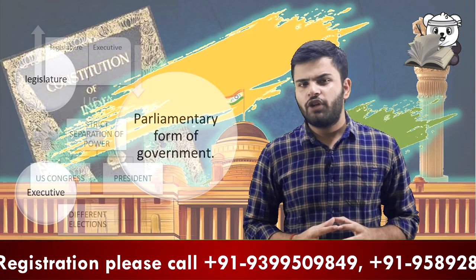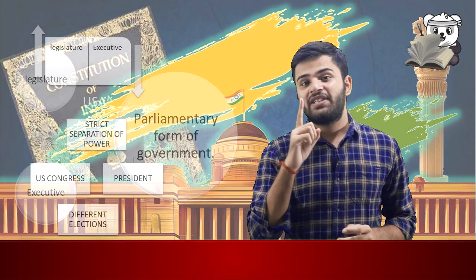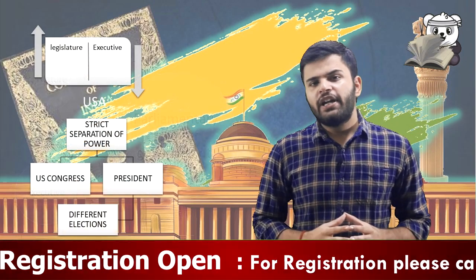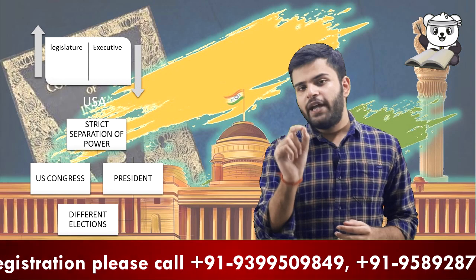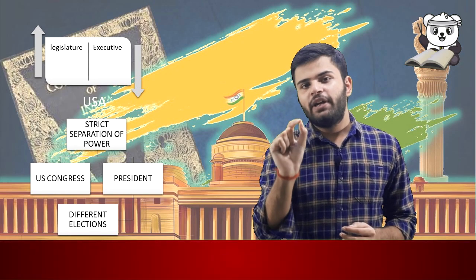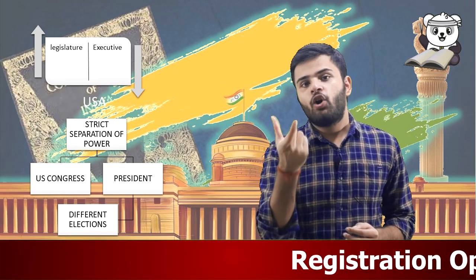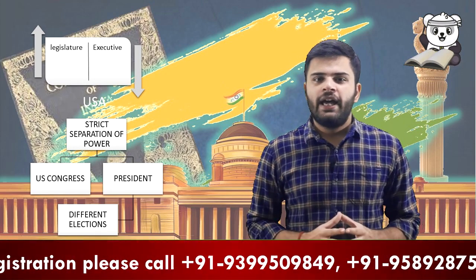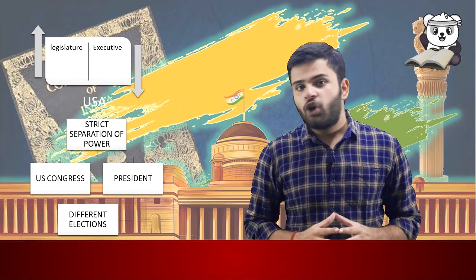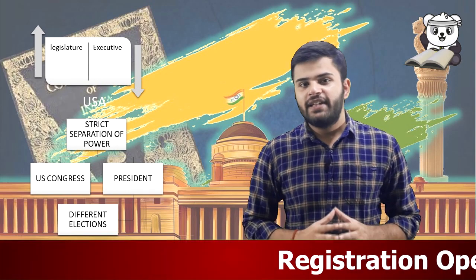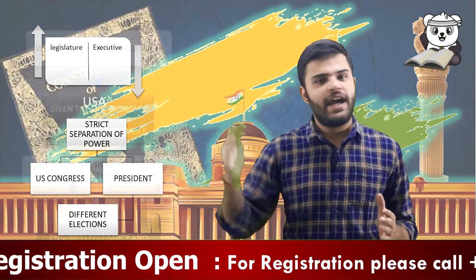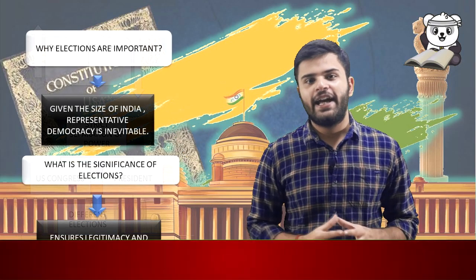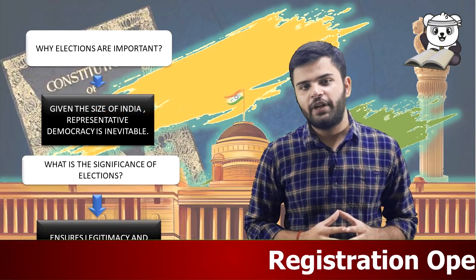And what about presidential form of government? Whenever you hear the word presidential form of government, keep in mind the example of United States of America. In America, you have different election. Keep in mind the name of the parliament of America is Congress. In America, the election of president happens separately and the election to the Congress happens separately. Hence, there is a strict separation of power between legislature and executive. In America, executive is not fused into legislature. Hence, it is presidential form of government.